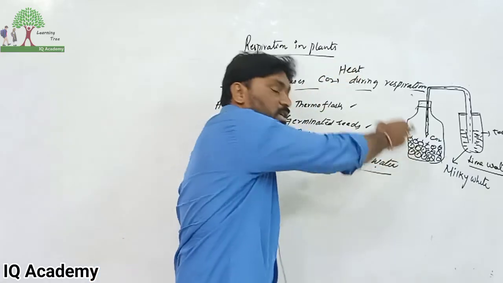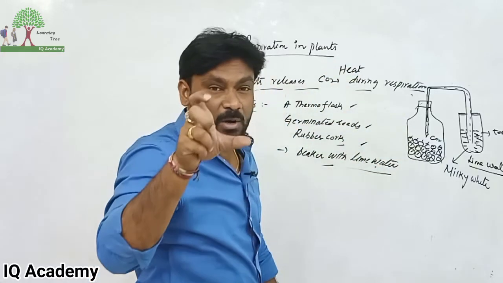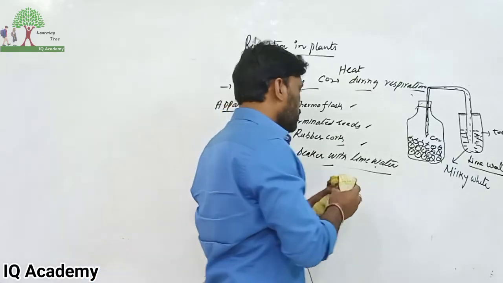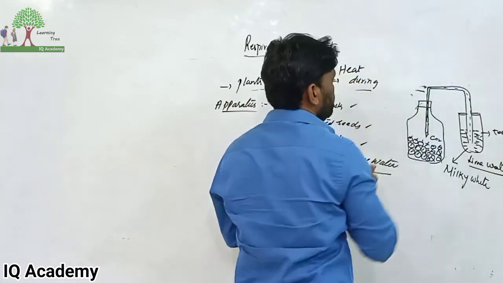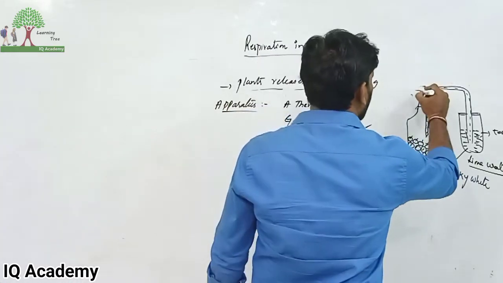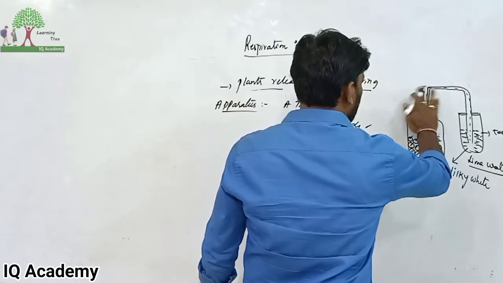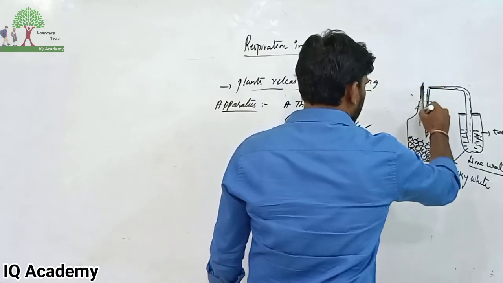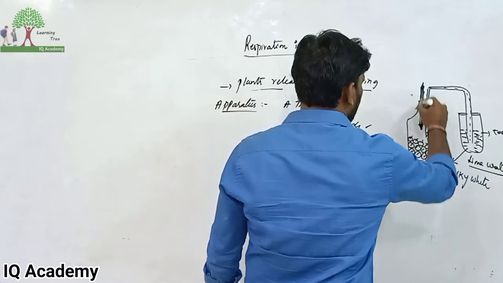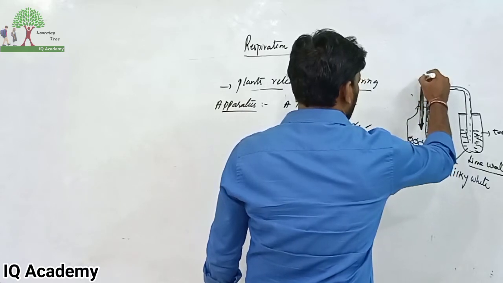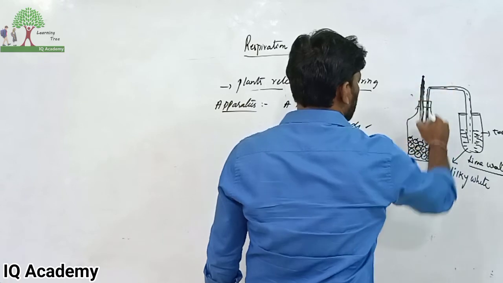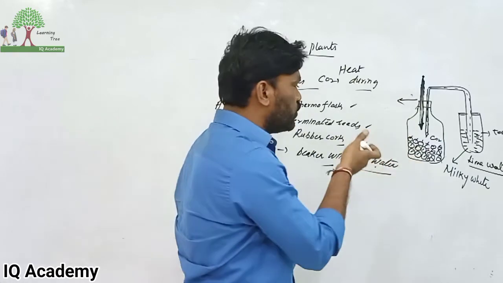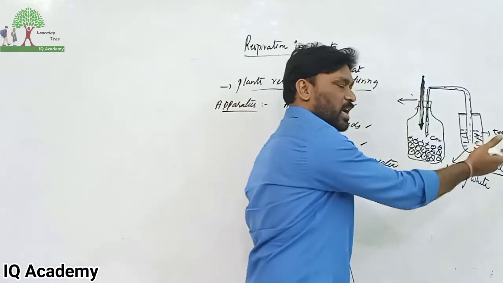Here also, seeds release energy in the form of heat during respiration. That we have to prove. For that we take a thermometer and insert it into the jar. Mark the level of the temperature in the thermometer before you insert it. Now keep the same apparatus.